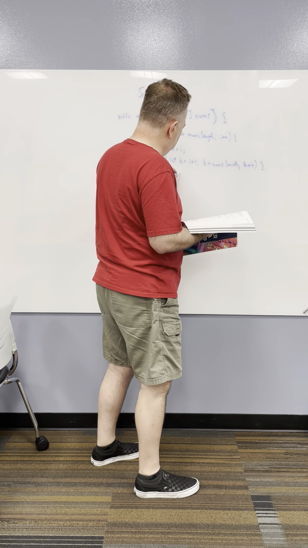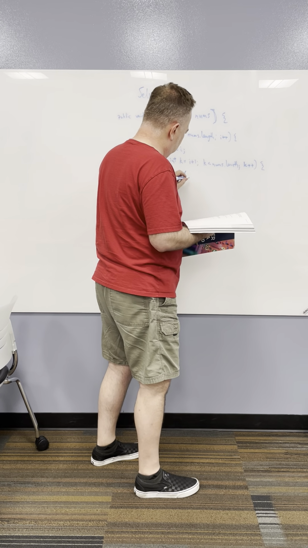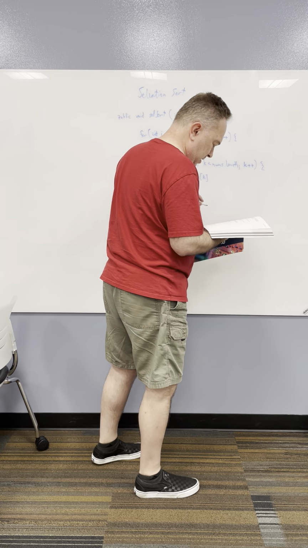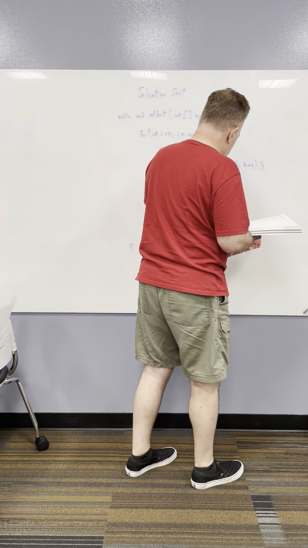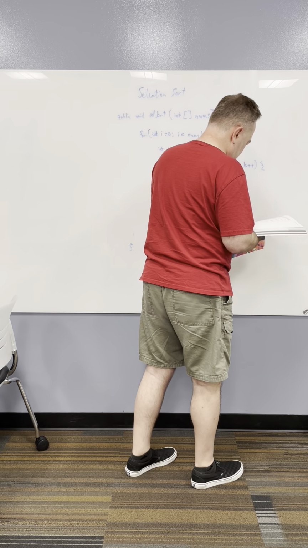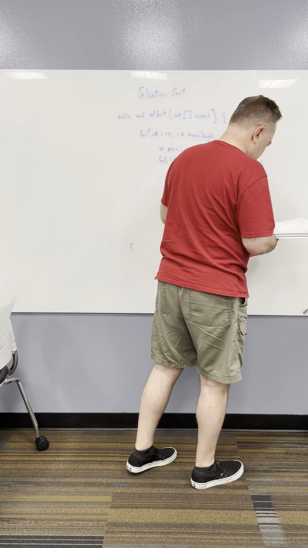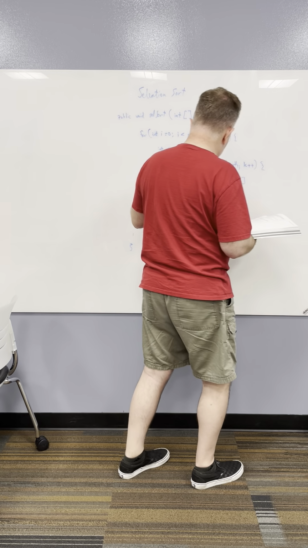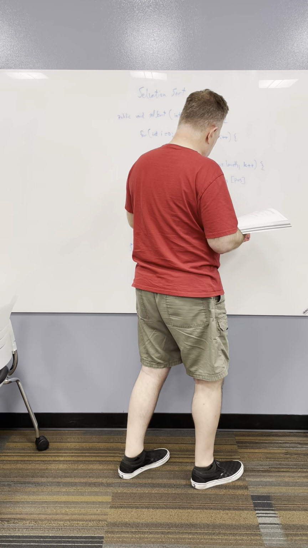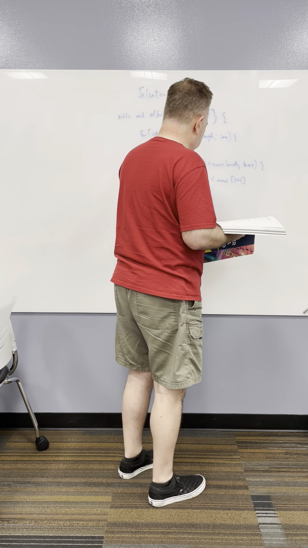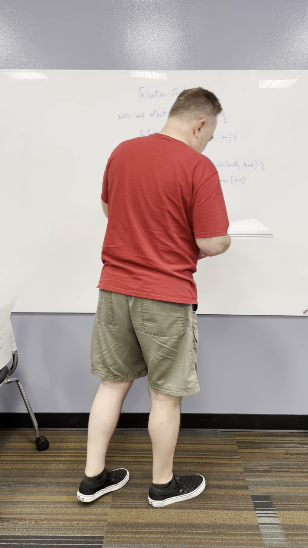Okay, so now here's your if statement. If nums[k] is less than nums[position], position is equal to k. All right, so what's going on here?